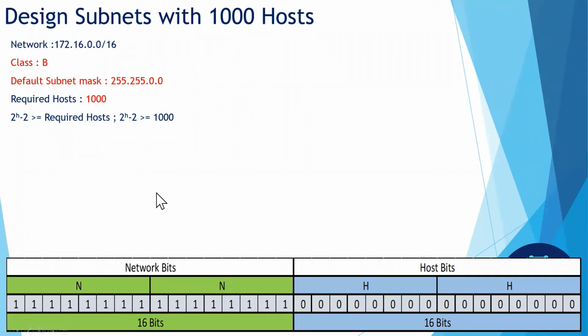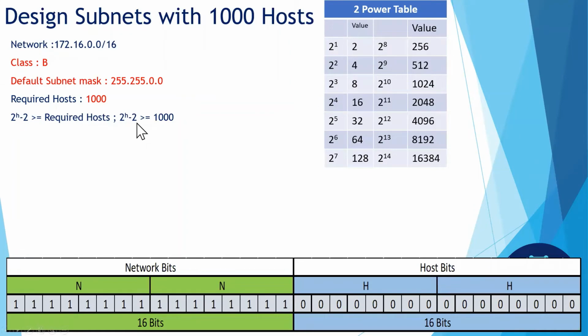In our case, the network bits for the class B IP network are 16, and the host bits are 16 bits. So out of the 16 bits, how many bits are needed to meet our requirement of 1000 hosts? For that, we can use the 2 power table. From the 2 power table, we can closely see for 1000, the value is 1024. So we will use this value in the formula. 2 power 10 minus 2, that is 1024 minus 2, that is 1022, which is greater than 1000. So the total number of host bits for this design is 10. So the required host bits are 10.